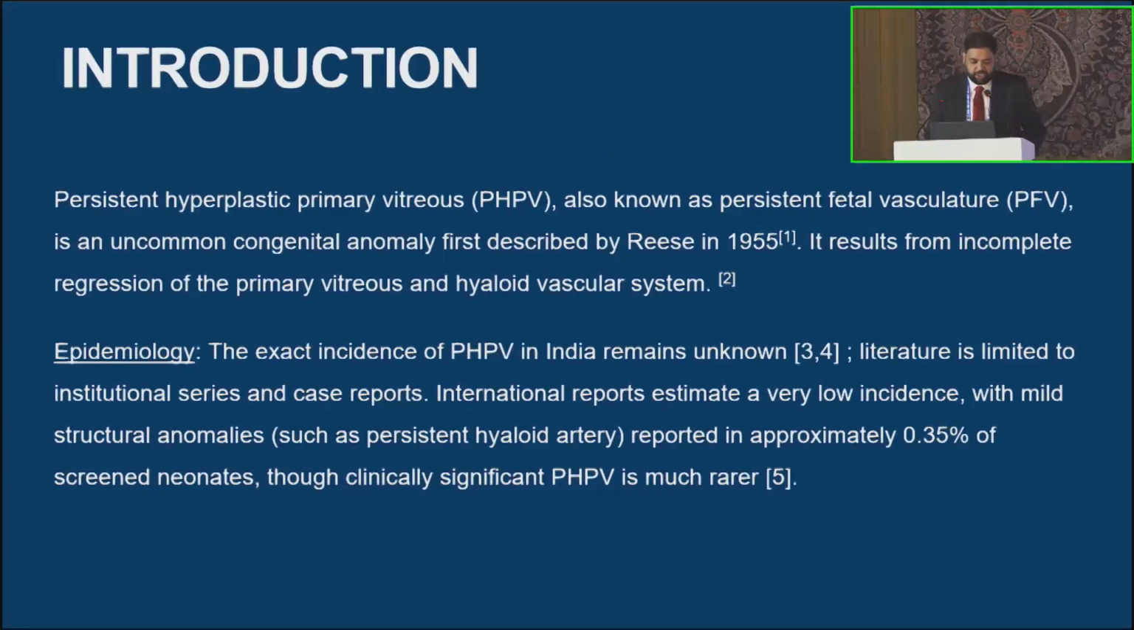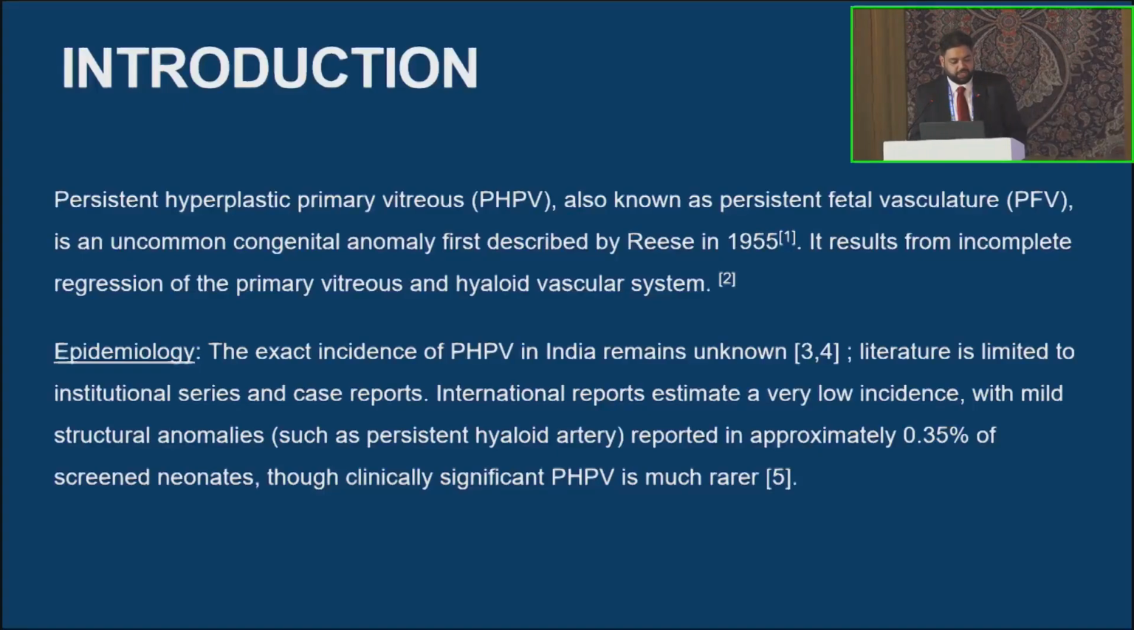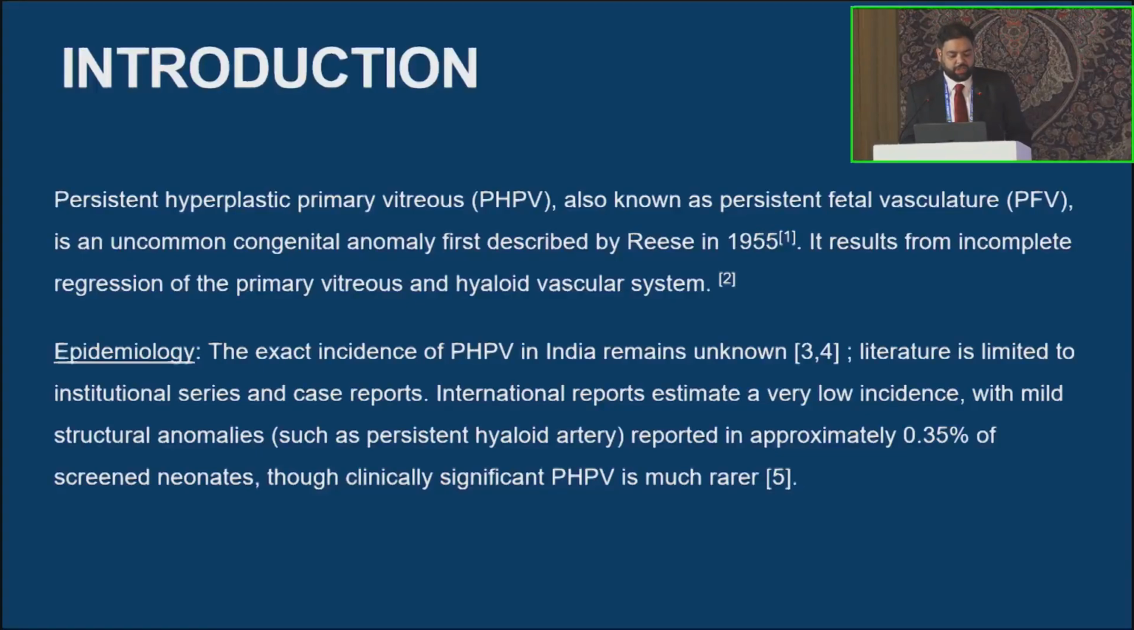First we'll begin with the introduction. PHPV, now currently known as persistent fetal vasculature, is an uncommon congenital anomaly. It results from the incomplete regression of the primary vitreous and the hyaloid vascular system. The epidemiology on the current incidence and prevalence of PHPV is unclear. However, the available literature shows that remnants of any sort have a prevalence of 0.35 in screened neonates. However, clinically significant PHPV is much rarer.